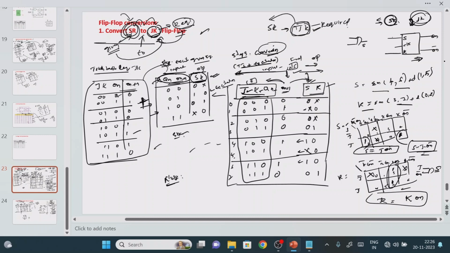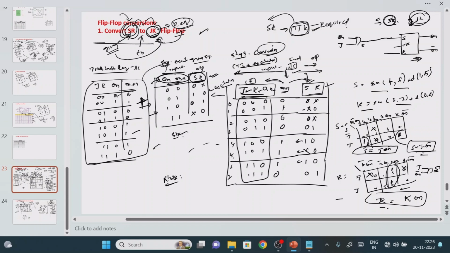It means that this will be connected to S. What is the input value? One is the Qn bar, and another one is the J. Now come to R, right? So R means again an AND gate, right? So what is the input value? Qn into K, right? The same thing I am going to consider with one more gate. This is R, which I am connecting to the R. So one input is K, another one is the Qn.